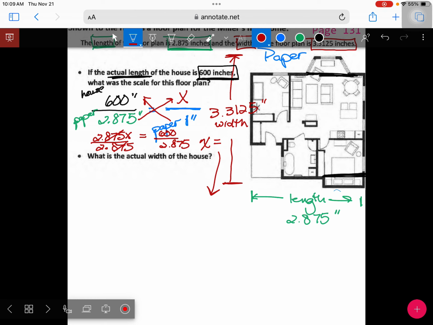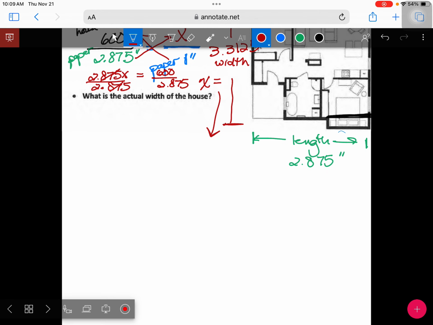There are lots of calculators out and about. Please use a calculator, or use the calculator part of your phone. Come on, guys. What is 600 divided by 2.875? 208.695.